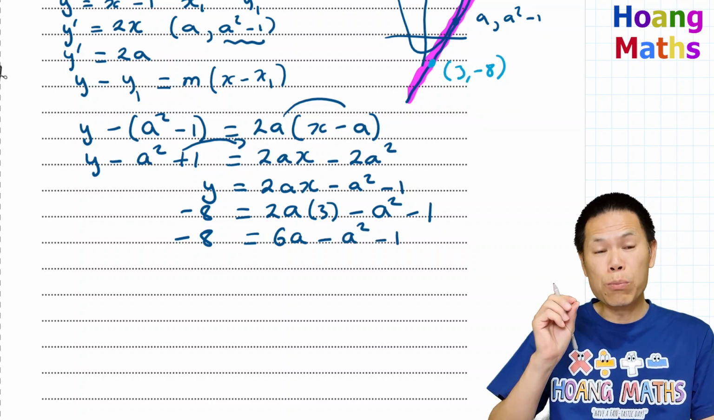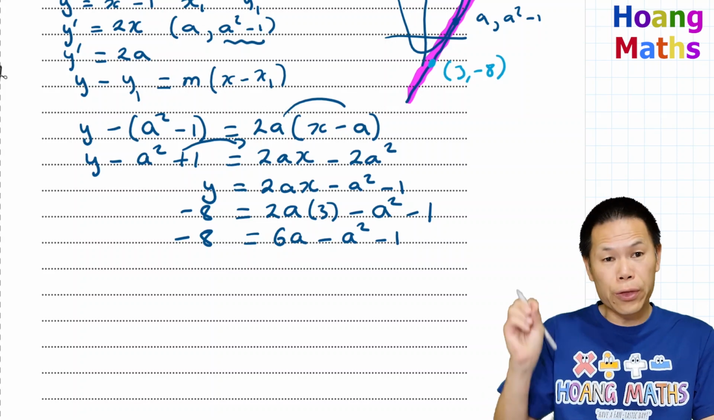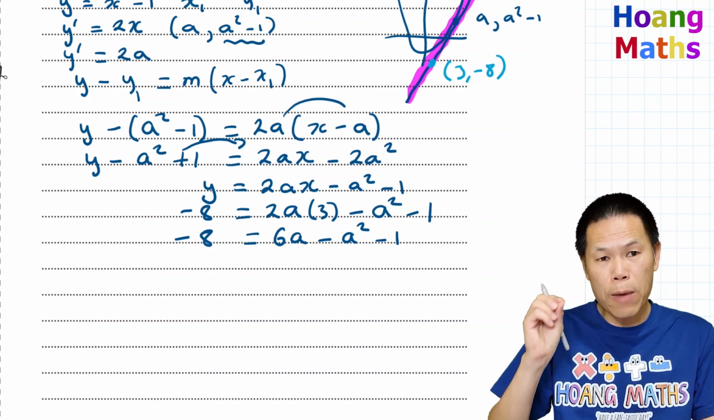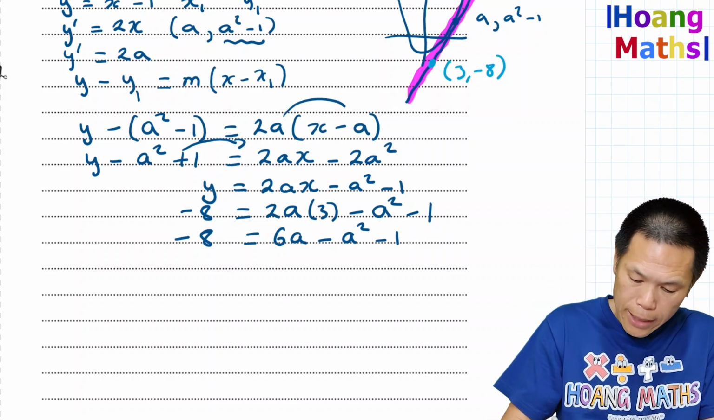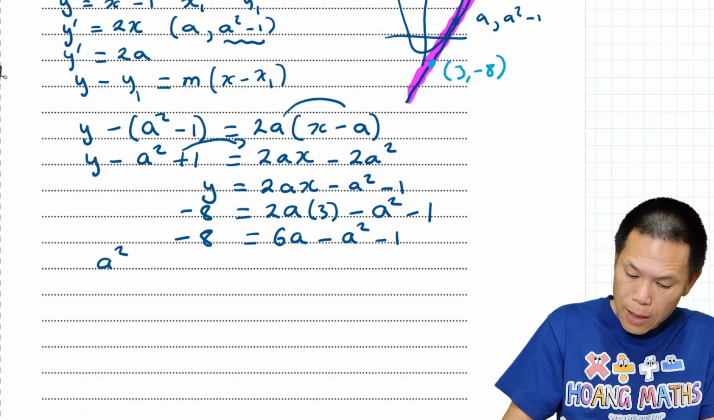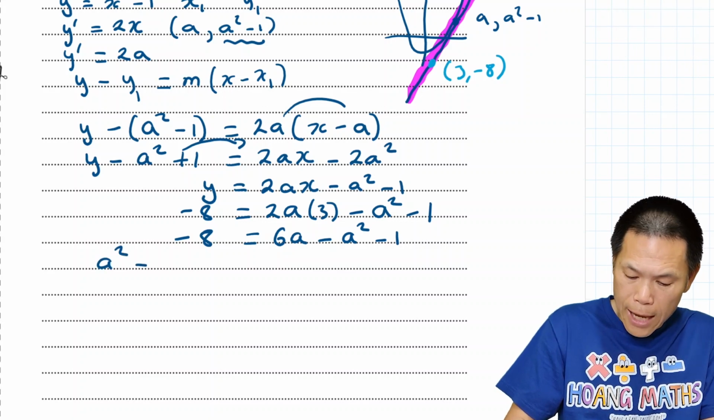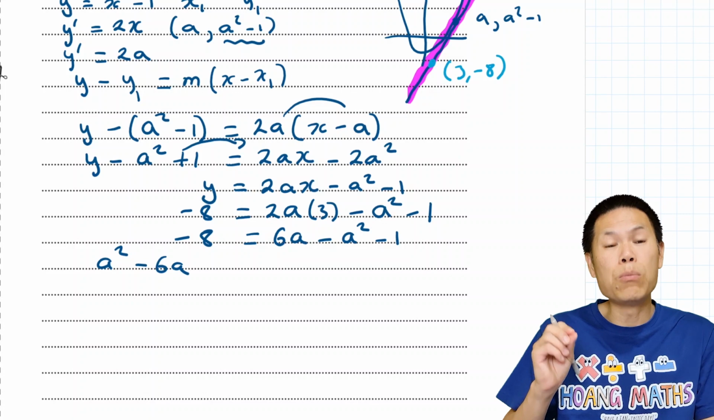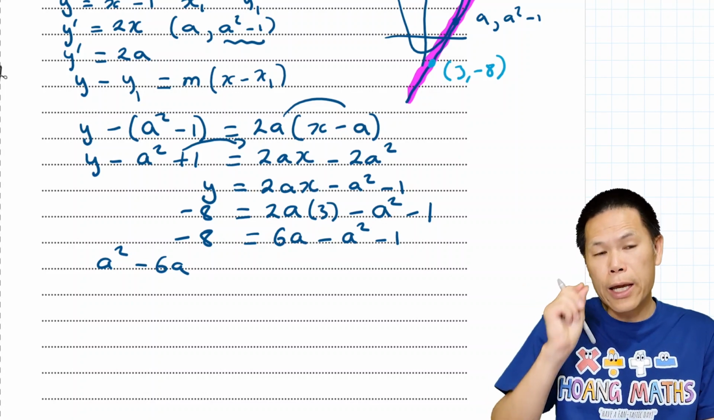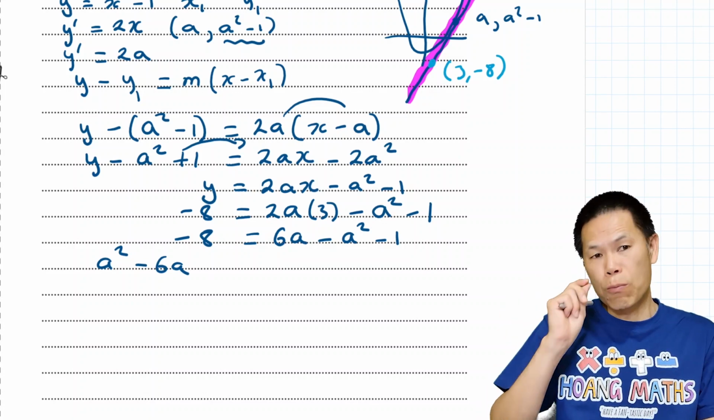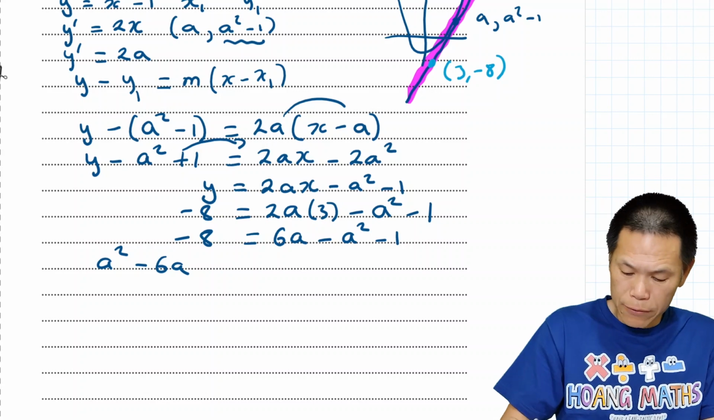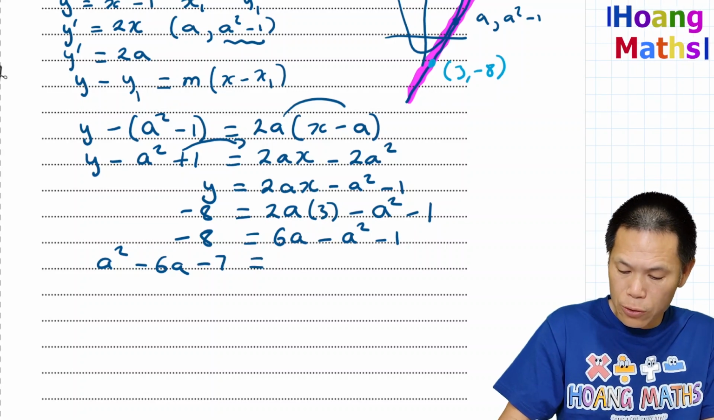So now I just move everything to this side. So -a squared becomes positive, so a squared and minus 6a. And then the 1 moves to this side. So -1 moves to this side, so minus 8 plus 1 is -7. And that's equal to 0.